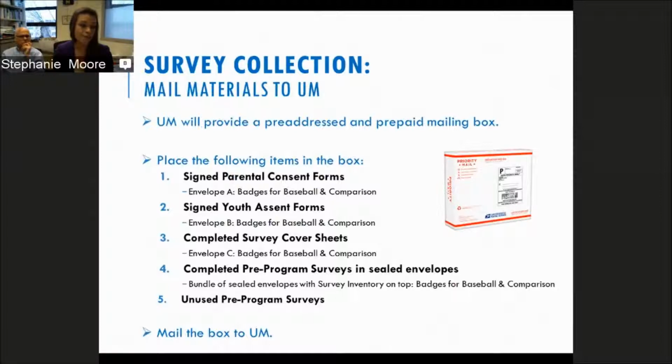So what is in your staff manual is correct. So this says envelope A for signed parental consent forms. It's actually envelope A and B will be your signed parental consent forms. Your signed youth assent forms are envelope C and D. And your completed survey sheets are envelopes E and F. So all of the envelopes with letters on them, you'll be sending back to us.